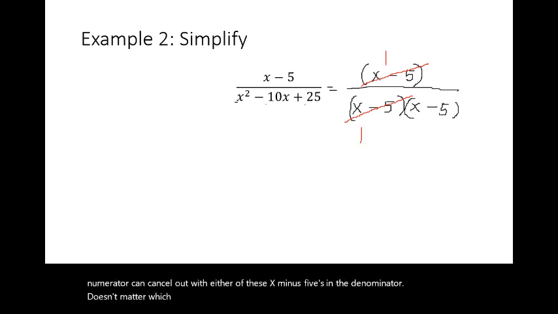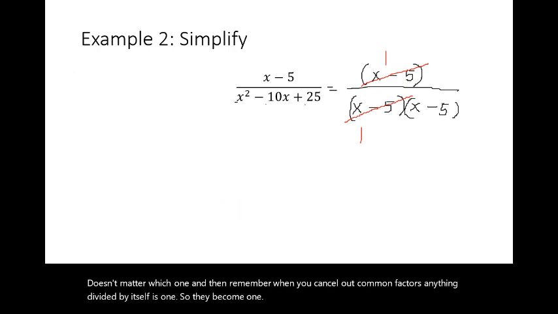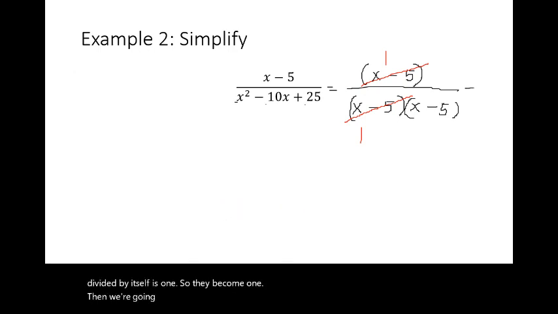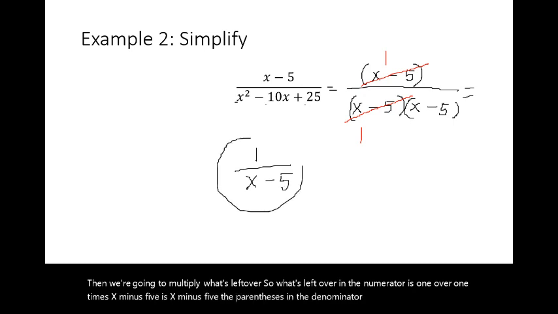And then remember, when you cancel out common factors, anything divided by itself is 1, so they become 1. Then we're going to multiply what's left over. So what's left over in the numerator is 1, over 1 times x minus 5, which is x minus 5. The parentheses in the denominator are optional. And then this is now fully reduced.